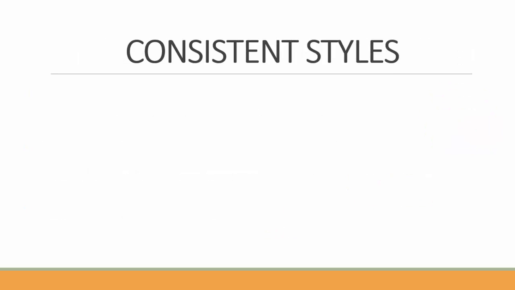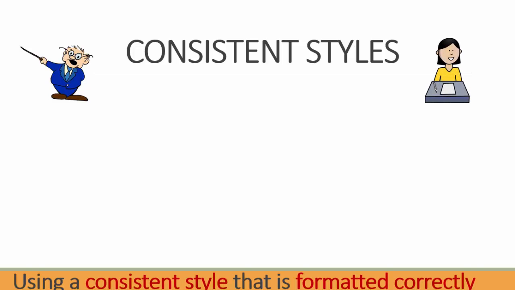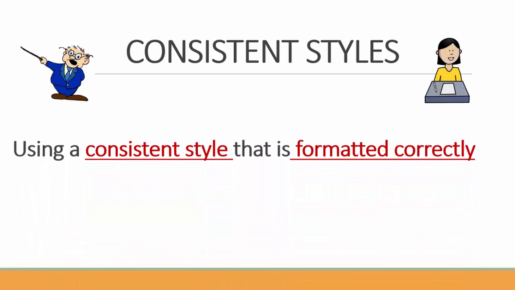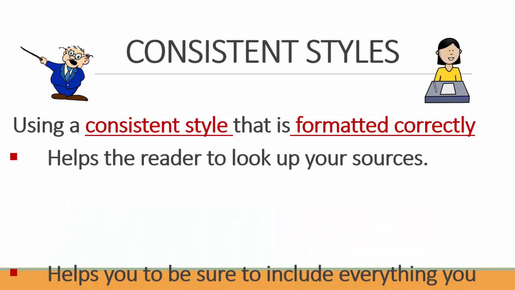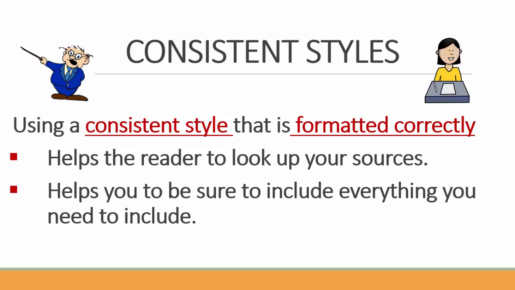Researchers use different formats or styles to cite references. These different styles just organize the same basic information in different ways. Sometimes your teacher will tell you which style he or she wants you to use. Sometimes you get to decide for yourself. Use of a consistent style helps the reader to be able to follow your sources, and it helps you to remember to include everything that you need to include.